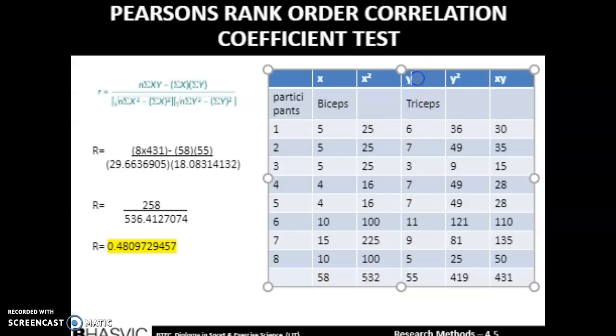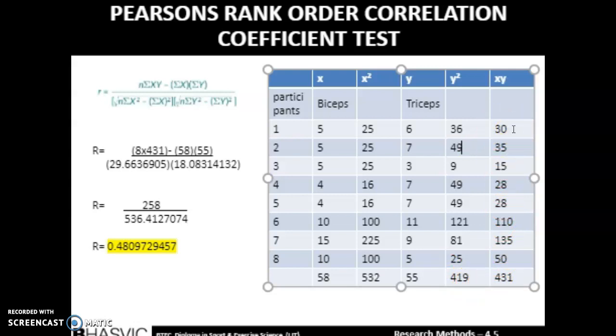So we then move on to the y value. Our y value is triceps. We do the same thing again. We total it at the bottom, which we found out was 55. And then we need to find out y squared, which is 6 times 6, which is 36, 7 times 7, which is 49, 3 times 3, which is 9, and so forth. And then we need to square the total as well, which is 419.